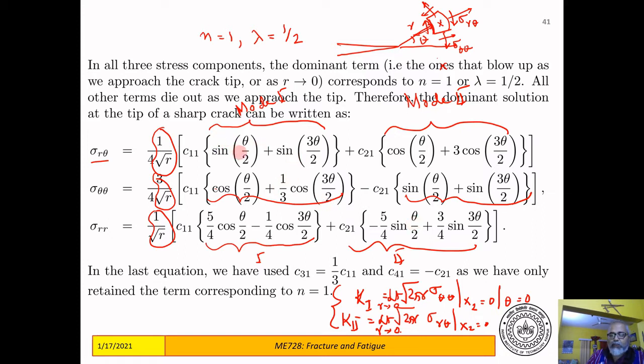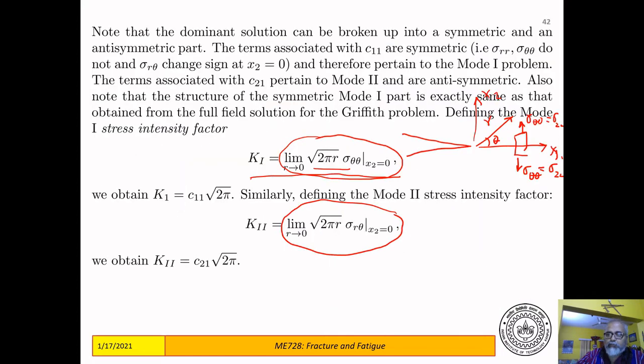And then you can immediately see that sigma theta theta at x2 equal to 0, which is same as theta equal to 0, is C11 into something, but this is 0. So sigma theta theta depends only on C11. Sigma RR also depends only on C11. So sigma theta theta is important in mode 1 because it's the opening stress. It's the stress that's trying to open up the crack as it advances. So K1 is the mode 1 stress intensity factor, and it turns out to be C11 times root 2 pi. Similarly, K2 is for mode 2, and it turns out to be C21 times root 2 pi.